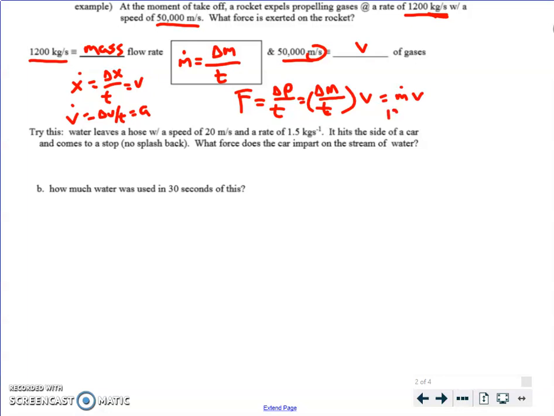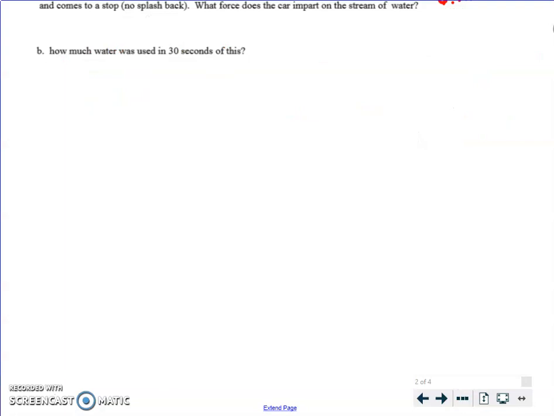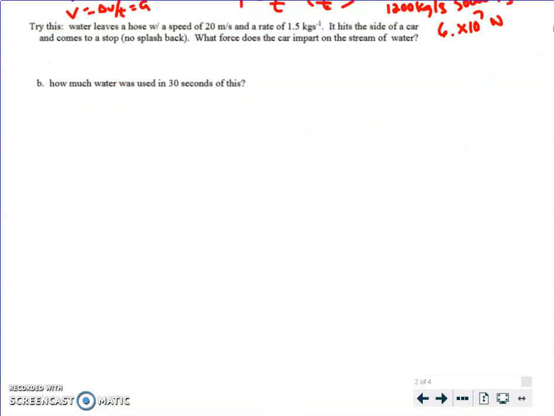So that's the 1,200 kilograms per second times the 50,000 meters per second. And we get a really large number, a really large force, 6 times 10 to the 7th newtons. And this would be kilograms per second times meters per second, which would be, you can work it out, kilogram meters per second squared. That's why it's a newton. So we designed rockets to give us that much force to lift that heavy rocket, and more importantly, to give it enough speed so we can either put it in orbit or have it escape the Earth altogether.